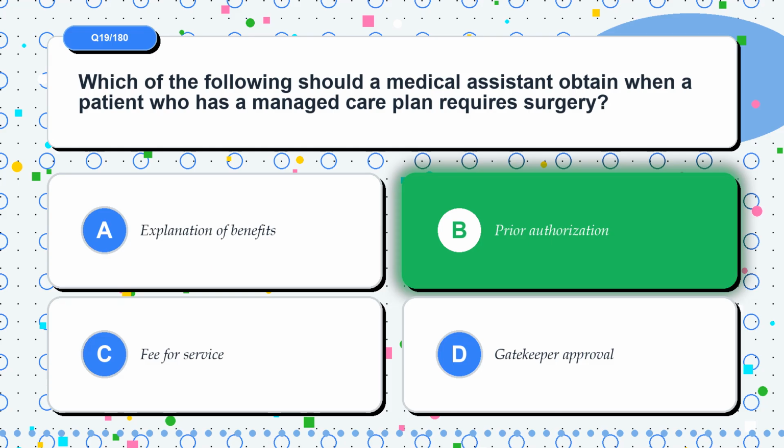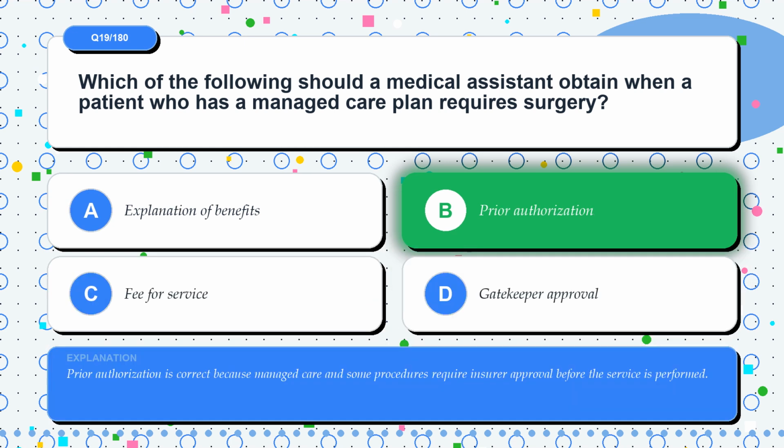The correct answer is option B, prior authorization. Prior authorization is correct because managed care and some procedures require insurer approval before the service is performed.